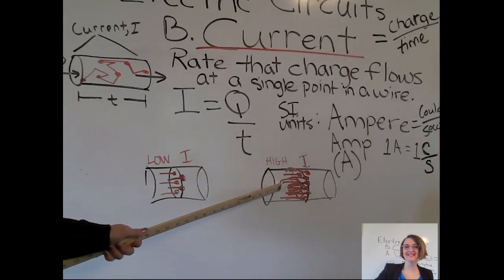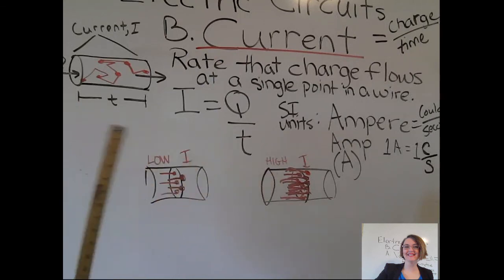Charge carriers do not have to travel a long distance in a short period of time to have a high current. Rather, current has to do with the amount of charge traveled in a second at a certain point in the wire. A thicker wire will allow a greater current.